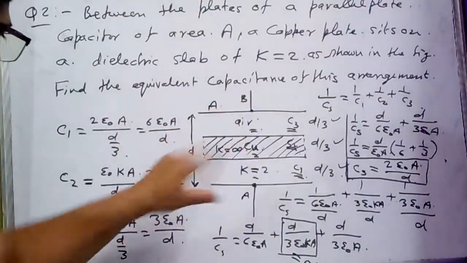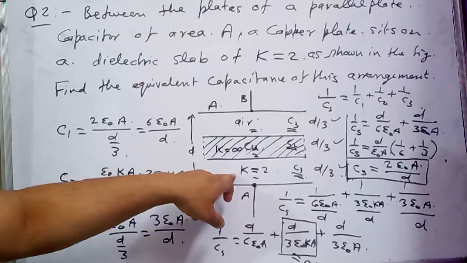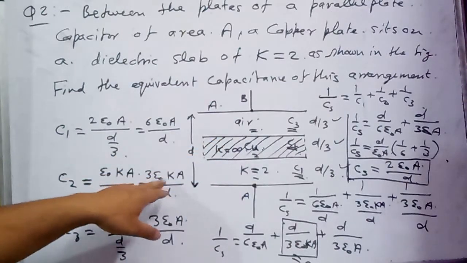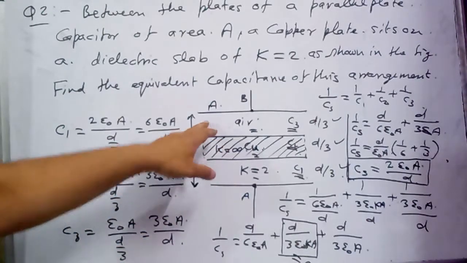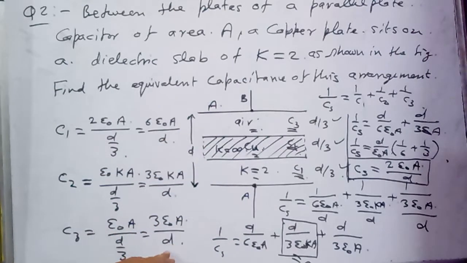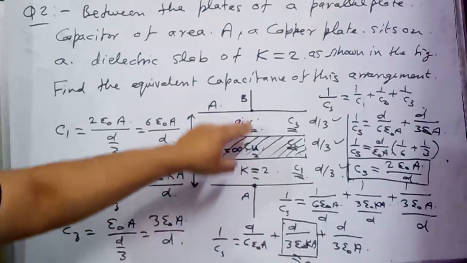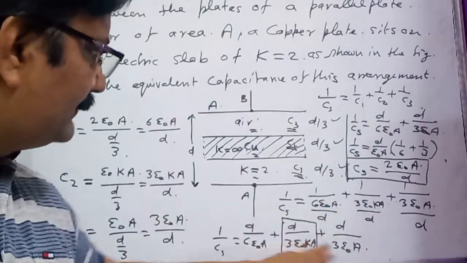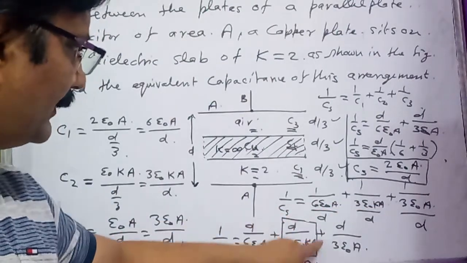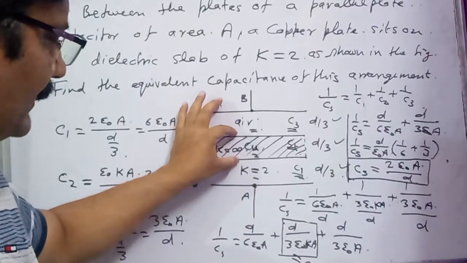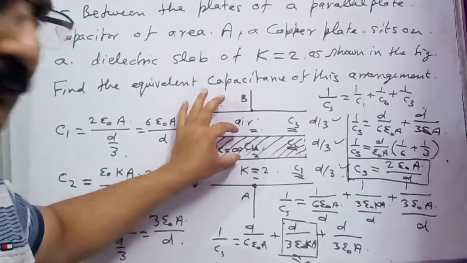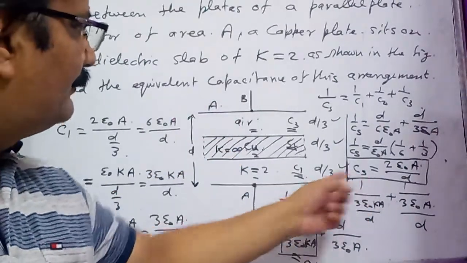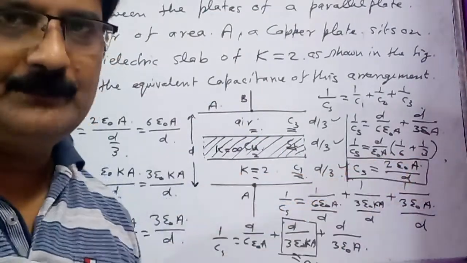The solution starts here. Students, see, the value of C1, the capacitance of this capacitor, is 6 epsilon naught A by D, this capacitor is 3 epsilon naught K A by D, and the third capacitor, air filled, is 3 epsilon naught A by D. As they are connected in series, we use the equivalent capacitance formula. The solution comes out such that the middle section containing the copper slab has capacitance actually 0 due to K being infinity, and the remaining equivalent capacitance is 2 epsilon naught A divided by D.